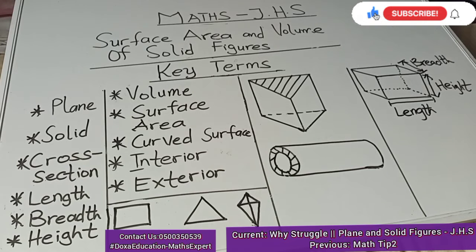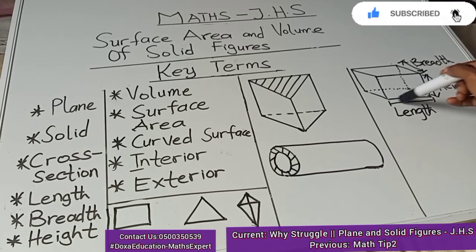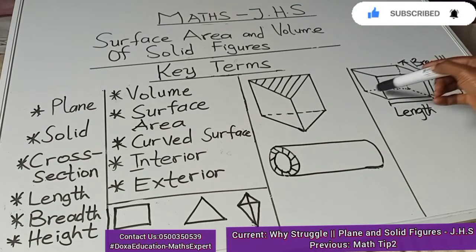Very well. So the length has to do with the horizontal aspect. This side, there's the length, and this is the breadth. So it has length, one length, this length, this another length, this another length.